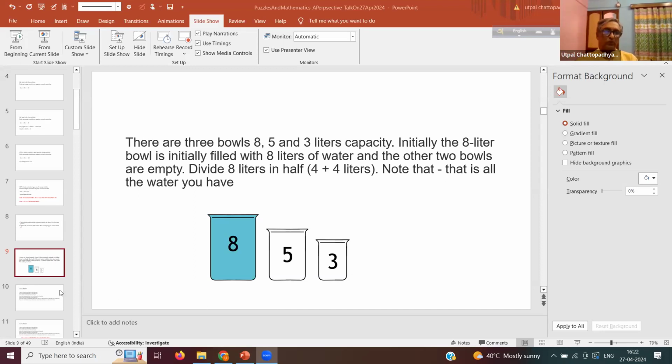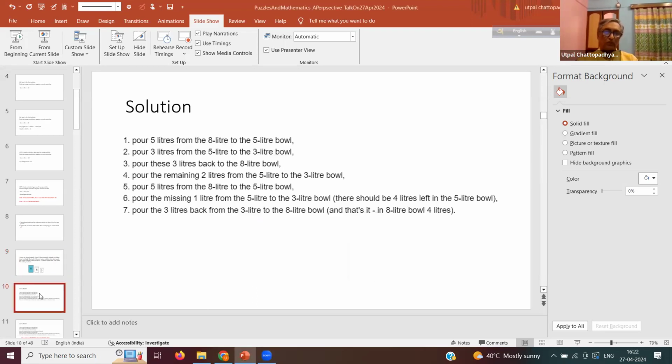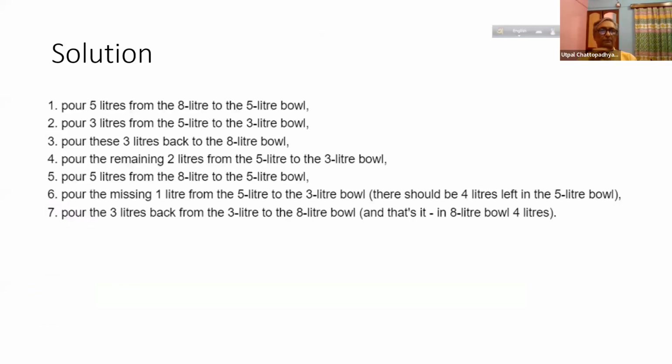Thank you. So I'll do the solution now. Okay. First of all, understand the solution. So let me go to the solution. So this is the solution. Now, if I were you and I was reading this, I'd be going crazy. It says pour 5 liters from the 8 liter to the 5 liter, pour 3 liters from the 5 liter to the 3 liter. What is wrong with this? Apart from making my head spin, what is wrong with this way of saying?